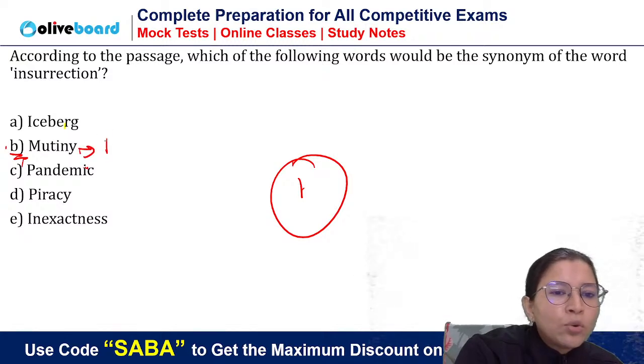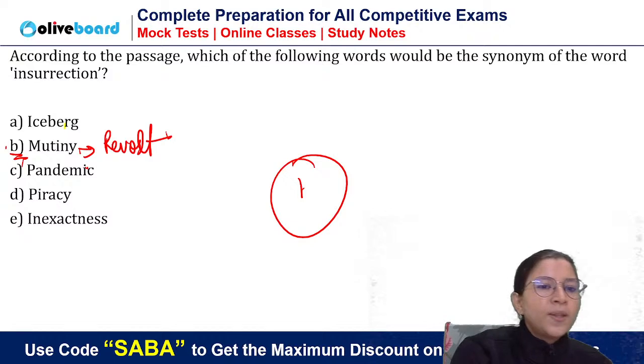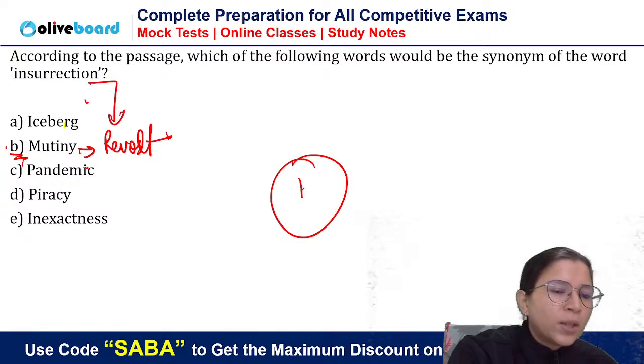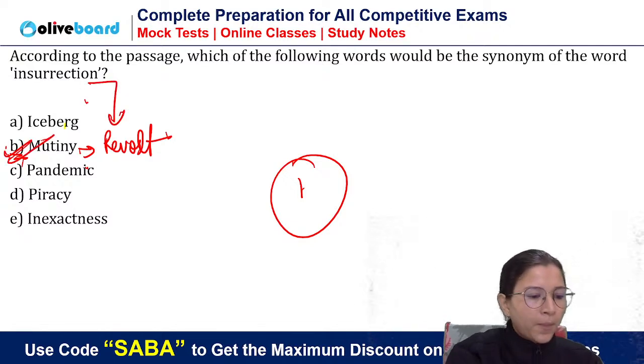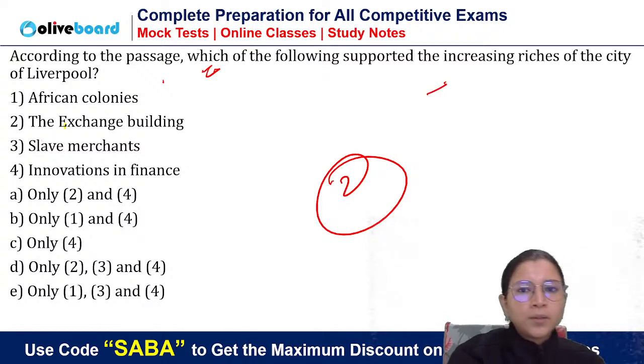You all know the synonym of the word insurrection. Mutiny basically we call revolt. So insurrection basically refers to mutiny, revolt, all these things. So the answer is B. Okay, yes. Next.